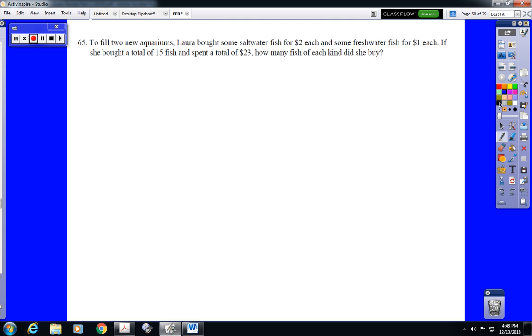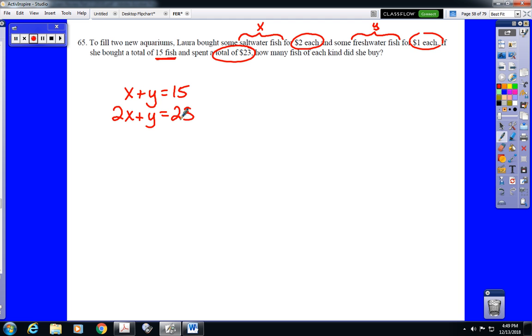In this problem, we are purchasing two different types of fish. So the number of saltwater fish is going to be our x, and the number of freshwater fish is going to be our y. Again, I said number, not cost. It's just like the last problem. Even though it's worded completely differently, it is exactly like number 64. We have a total of 15 fish, x plus y equals 15, and we spent $23 with $2 fish and $1 fish. So we say 2x plus y equals 23.